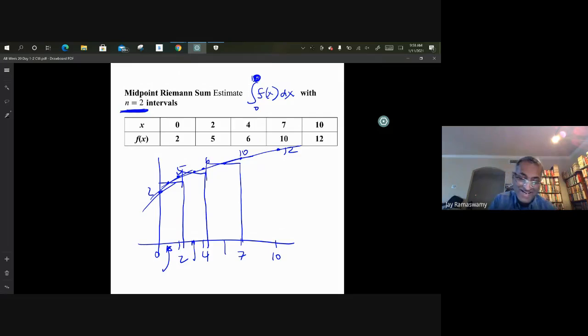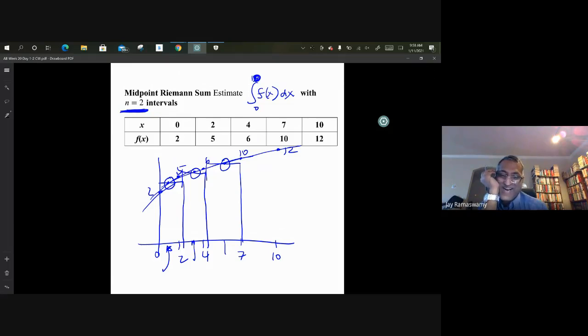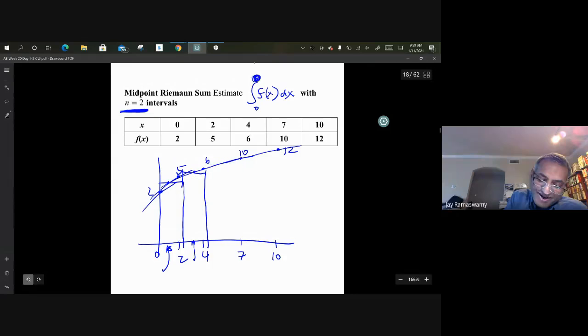But everybody, do I know these heights? Do I know these exact heights? No. Do you understand the challenge? I don't have those exact heights. So I cannot do a midpoint Riemann sum the way it is written. Now I'm going to blow your minds. What's this?